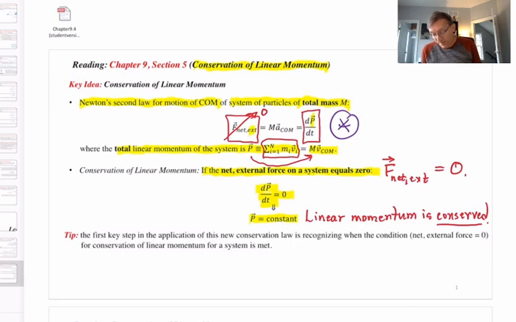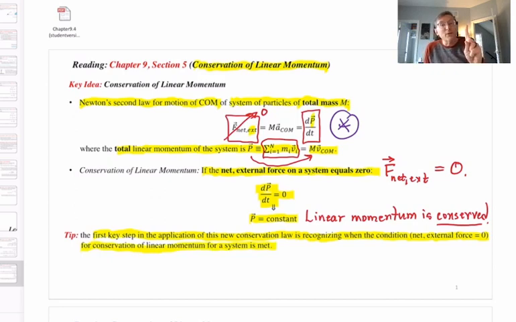So here's the tip, kind of a takeaway, or one of the takeaways from the material on this slide. The first key step in the application of this new conservation law, right? We have a new conservation law. It is recognizing when the condition, net external force equals 0, for conservation of linear momentum for a system is met.